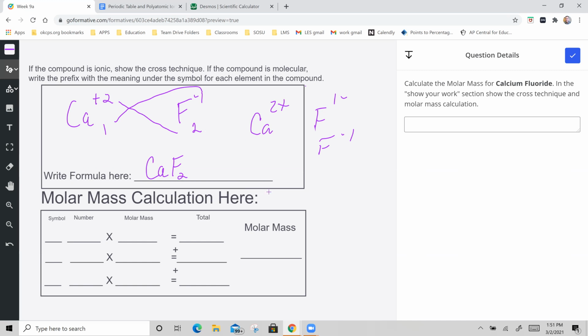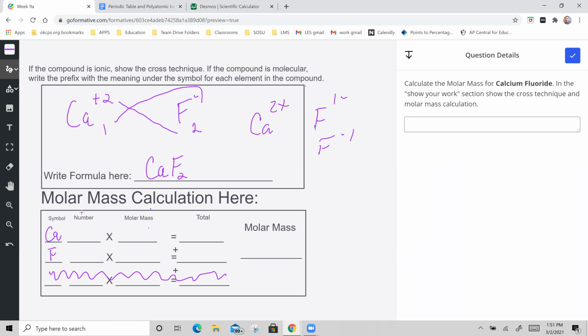Okay, so the next thing that you're going to do is calculate the molar mass of this compound. In order to do that, you already have your written formula. And so you're just going to identify the elements in your written formula. And they are calcium, Ca, and there is also fluoride. Now, I have 3 spaces here, but we only need 2. So you don't need this one. And that's okay. You won't have more spaces than you need, but you may not use all the spaces available.